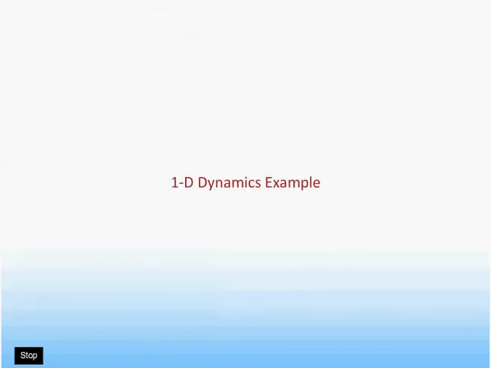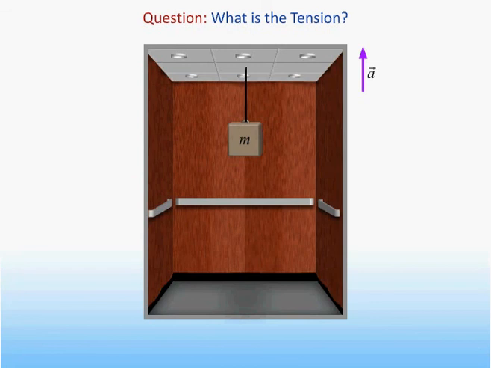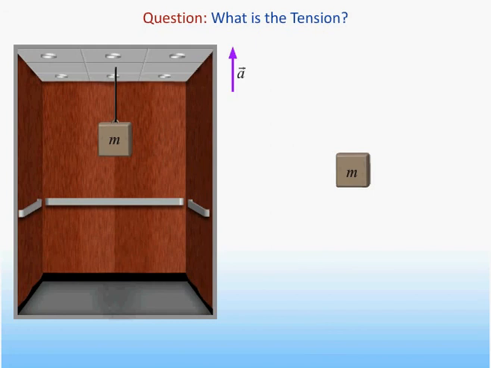We'll close this pre-lecture by considering a one-dimensional problem to illustrate the procedure to use when solving dynamics problems. Here you see a box of mass m hanging by a rope from the ceiling of an elevator moving vertically with acceleration a. We want to calculate the tension in the rope for any value of this acceleration. The first step is to draw a picture and label all the forces acting on the object in question. In this case, the object is the box, and the forces acting on it are the tension in the rope, T, which points upward, and the weight of the box, mg, which points downward.